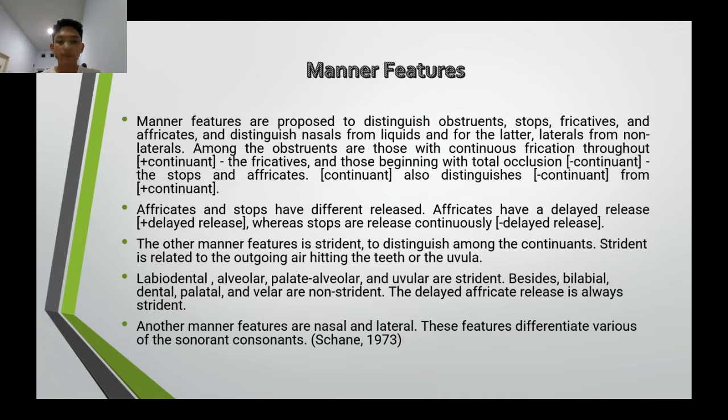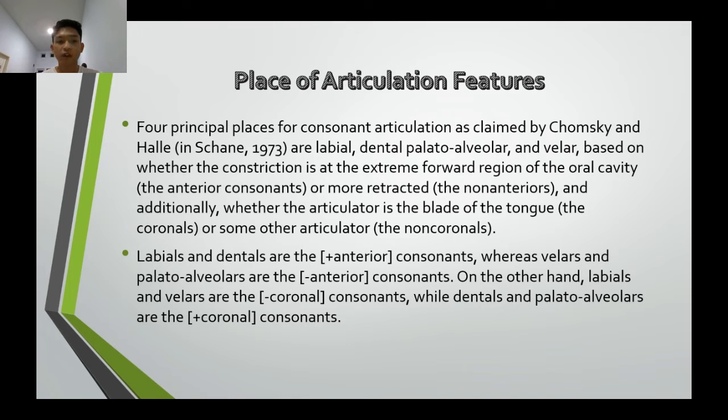The other major feature is strident, to distinguish among the continuants. Strident is related to the outgoing air hitting the teeth or the uvula. Labiodental, alveolar, palato-alveolar, and uvular are strident. Bilabial, dental, palatal, and velar are non-strident. The delayed release of affricates is always strident. Other minor features are nasal and lateral. These features differentiate various sonorant consonants.